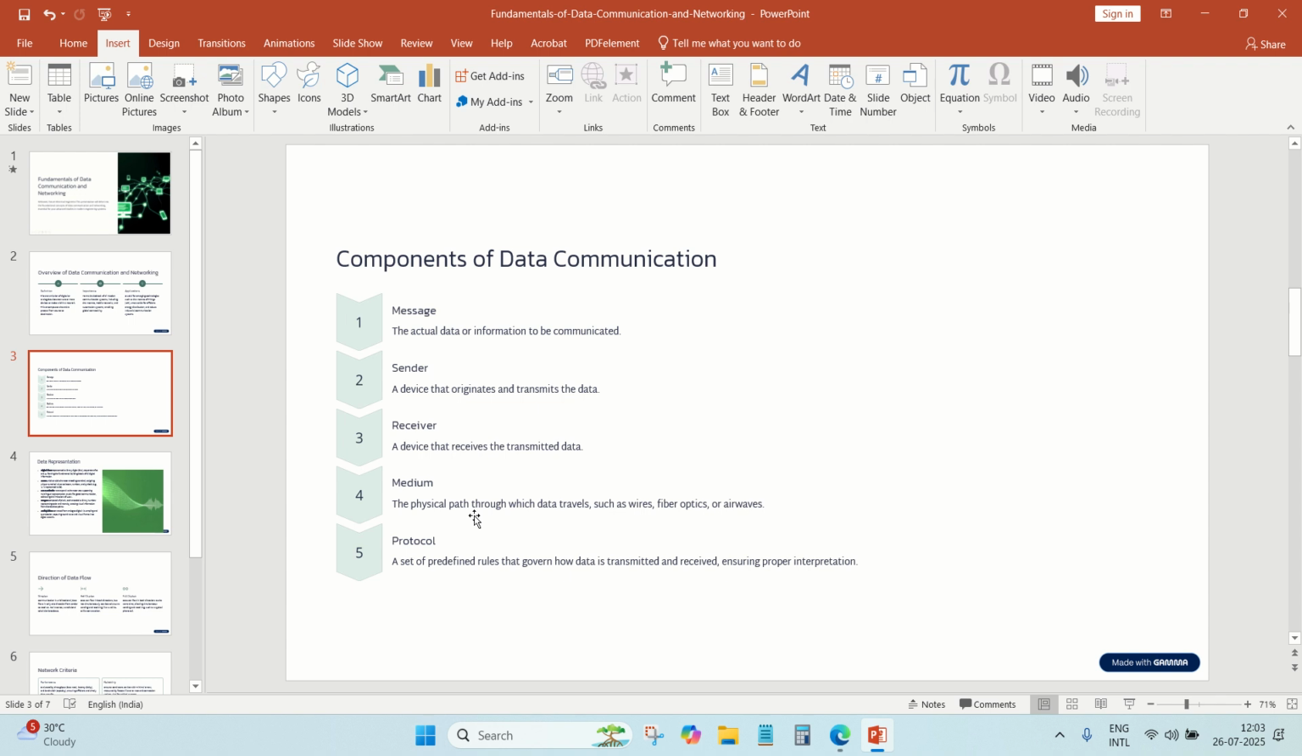Next component is the protocol. Protocol is a set of predefined rules that govern data communications. It governs how data is transmitted and received, which ensures proper interpretation. It represents an agreement between the communicating devices.